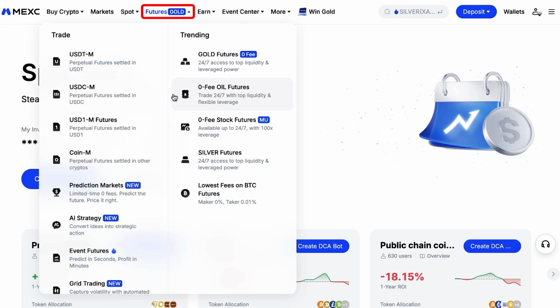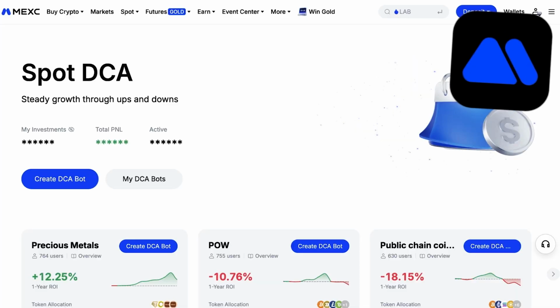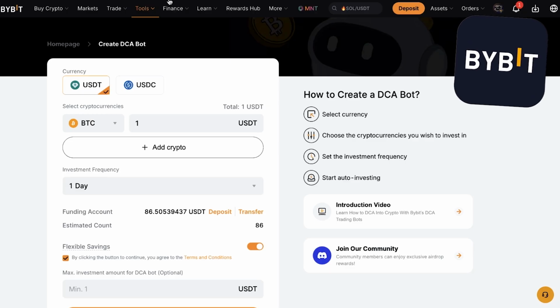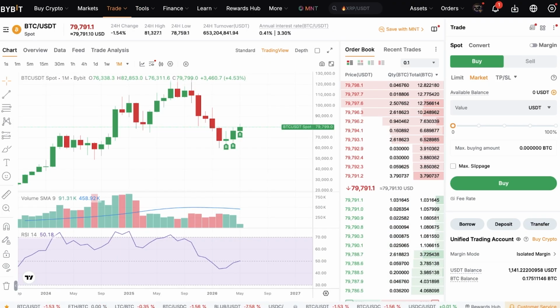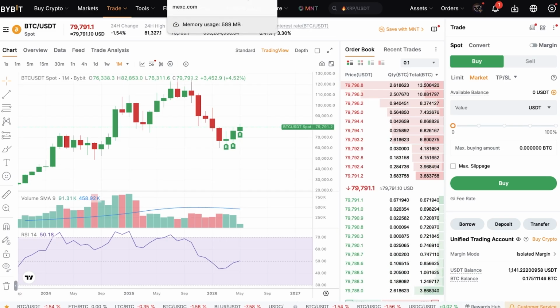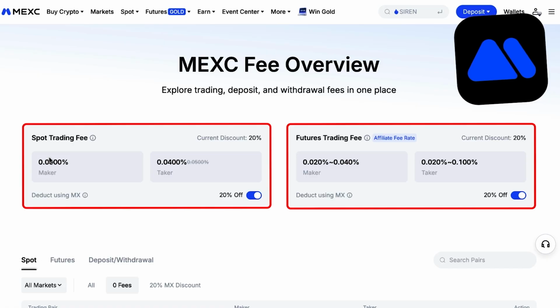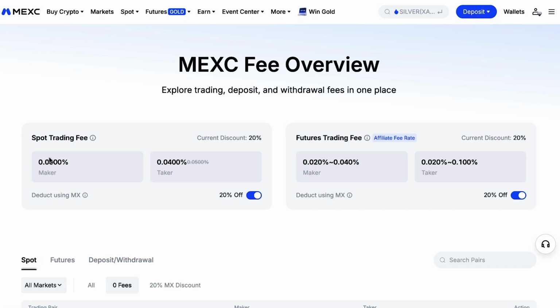So the main difference between MEXC and BYBIT is that BYBIT is a little bit bigger, they have somewhat more users and liquidity, but on the other hand MEXC has lower trading fees. And they also provide more trading pairs than BYBIT. So on MEXC you have a little bit more flexibility.